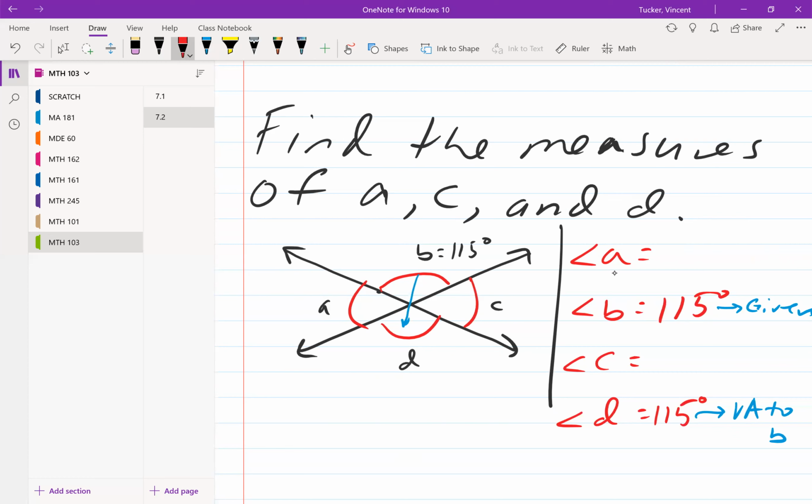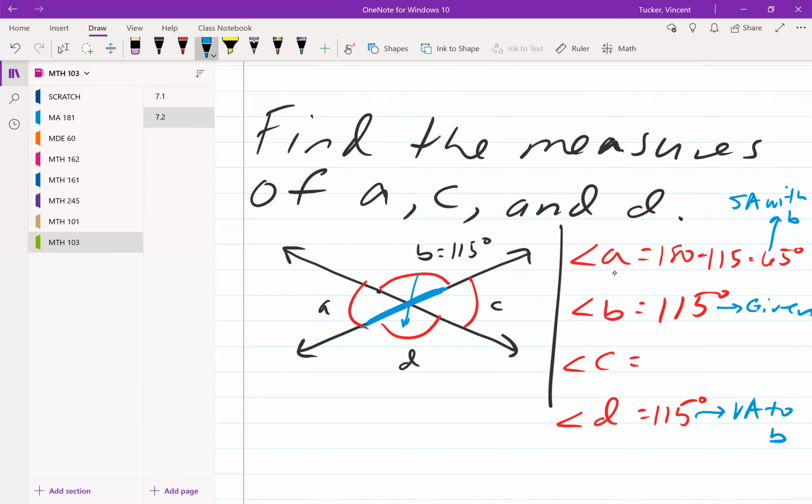And we can find A or C with the same amount of energy. What I mean by that is that either I can find A and relate it to B, or find C and relate it to B. We have a straight line that's created between A and B, so A and B make up a straight angle. So in order to find A, I would do 180. Remember we said a straight angle is equal to 180 degrees. So I would do 180 minus 115, and that would be 65 degrees. So we found that angle because it is a straight angle with B.